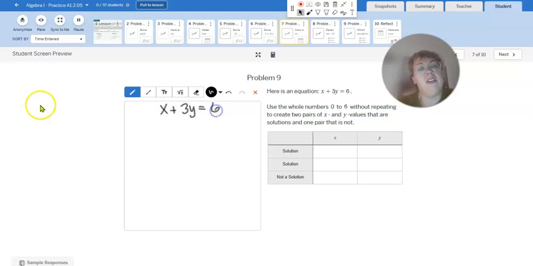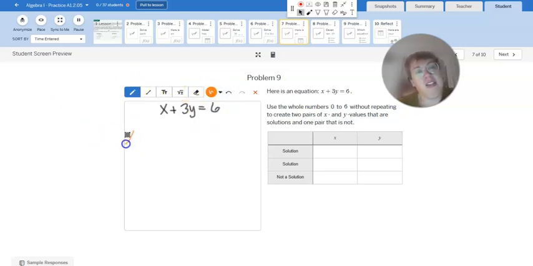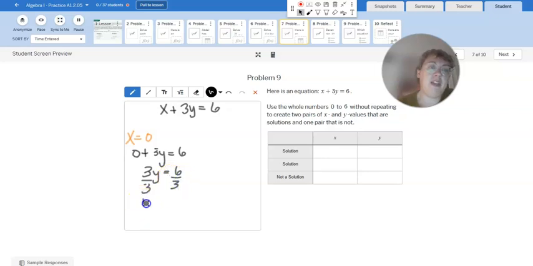Here's our equation. Let's try 0. Why not? We're just kind of plugging and trying. Let's say, what if x equals 0? If that's the case, we would have 0 plus 3y equals 6. So that is 3y equals 6. Divide both sides by 3 to get y equals 2. So if x is 0, y is 2. So that could be 1 point. 0, 2.